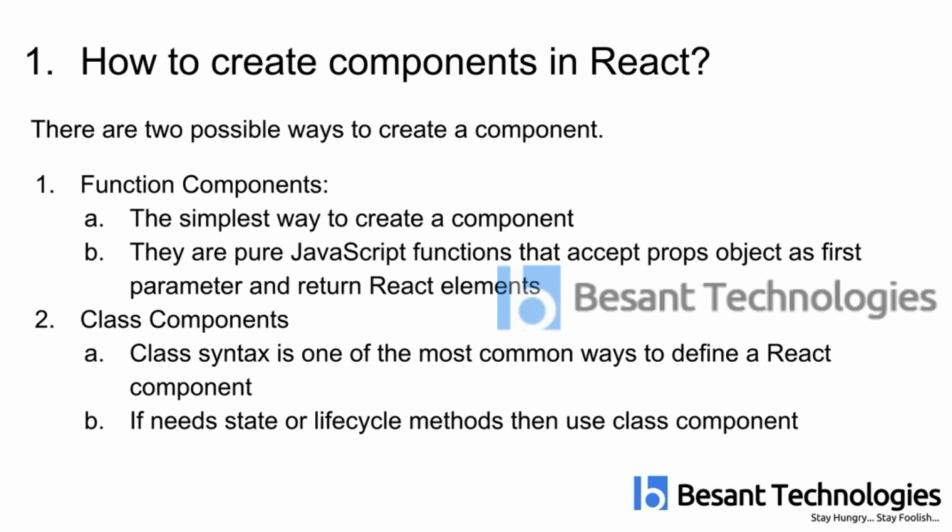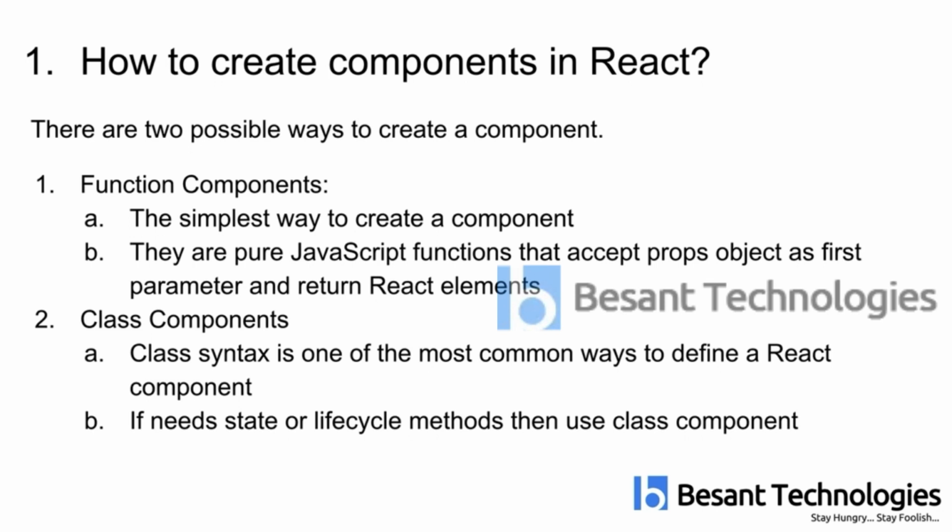The question is how to create components in React. In React, there are two possible ways of creating a component. The first approach is a functional component. The functional component is the easiest way to create a component. Those are pure JavaScript functions that accept a props object as the first parameter and return React elements.